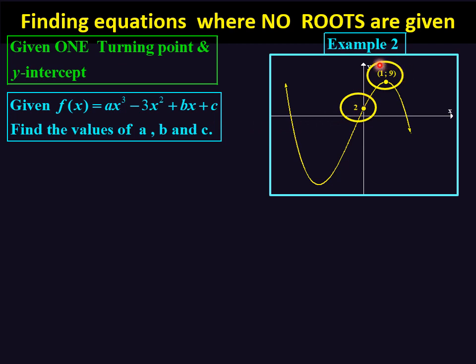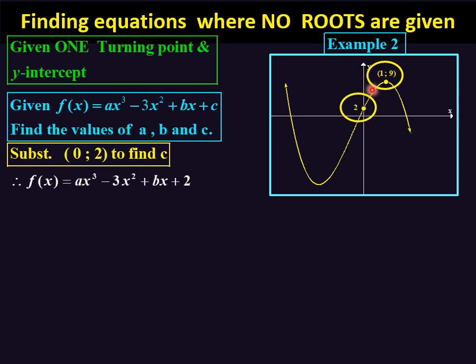But I look, there's no other point. It's nothing hidden there. There's a 2 and a 1 and a 9. But this is a turning point. I will come back to that turning point. Again, start with the easier point. It will be 0 and 2. That will give you c.